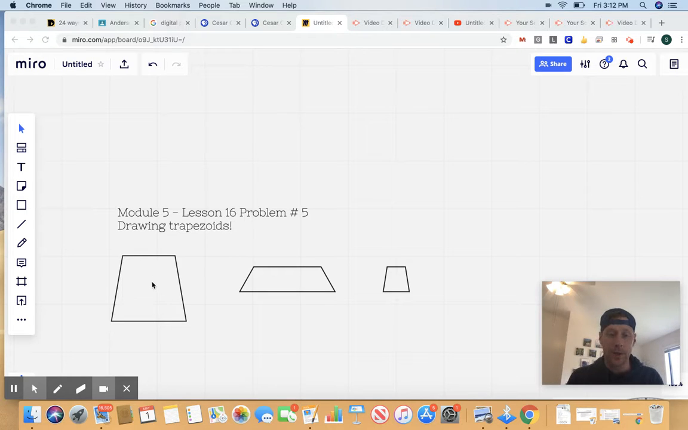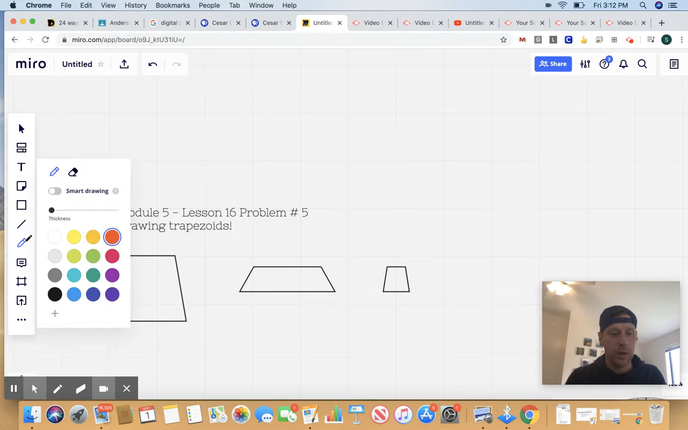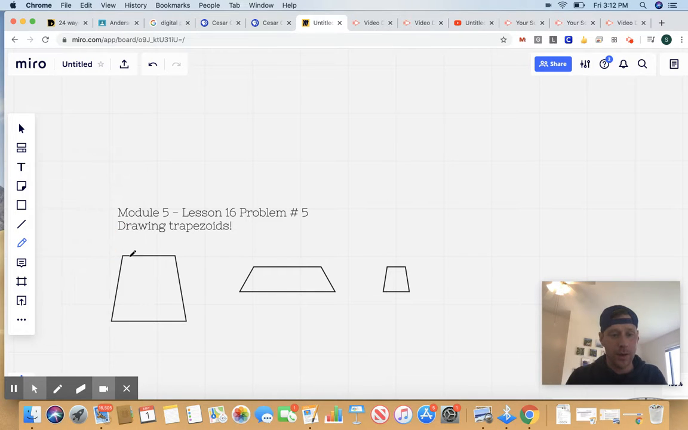I have included here some images of different size trapezoids. One thing that we learned about trapezoids is that they all have 4 sides. So they all fit under that umbrella of quadrilateral shapes, quad meaning 4-sided figures. And the other thing that we identified about trapezoids was that they always have one set of parallel lines.